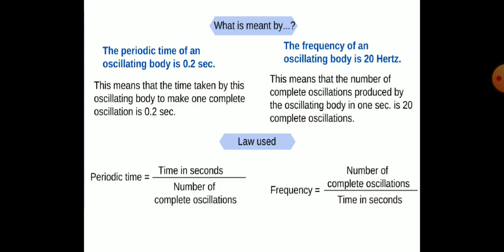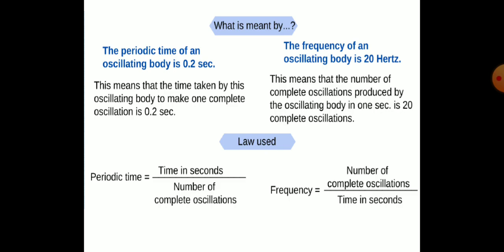What is meant by the periodic time of an oscillating body is 0.2 seconds? This means that the time taken by this oscillating body to make one complete oscillation is 0.2 seconds. And the frequency of an oscillating body is 20 Hz. This means that the number of complete oscillations produced by the oscillating body in 1 second is 20 complete oscillations. And finally, what about the laws?